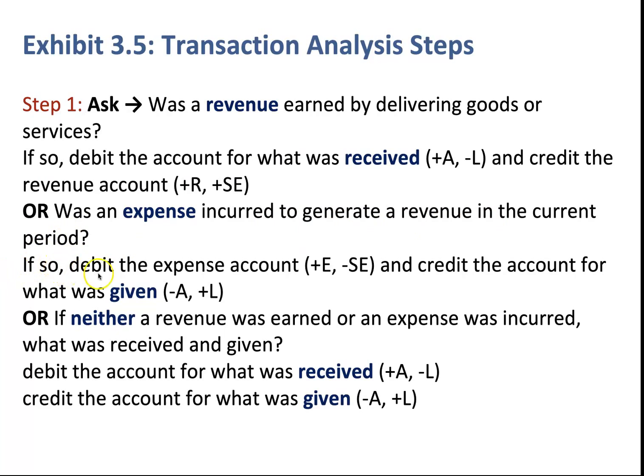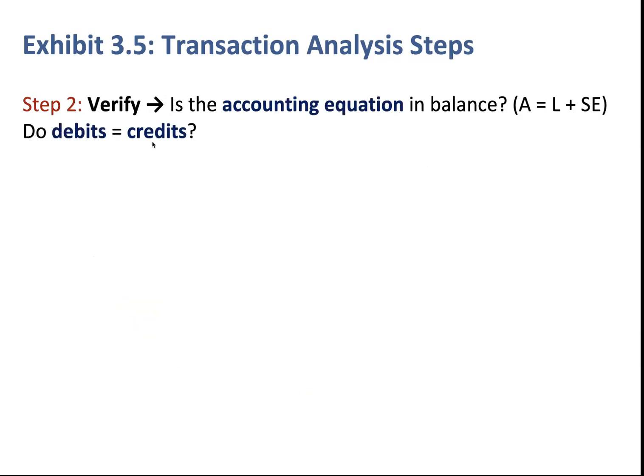If the answer is yes, you debit the expense account and credit the account for something that you have to give to generate the expense. Or if neither a revenue nor an expense has been incurred, you would debit the account for what was received or credit the account for what was given. Now, I'm going to decompose this transaction analysis into detailed examples, but this is step 1. Step 2, you want to verify whether what you have done in step 1 makes your accounting equation still equal. Do your debits equal your credits?